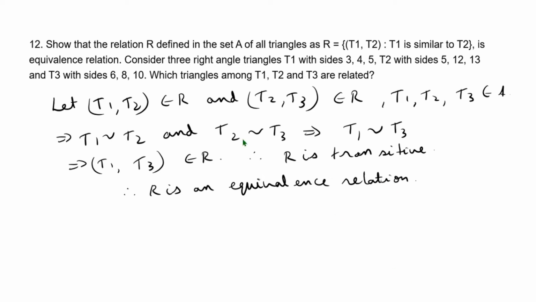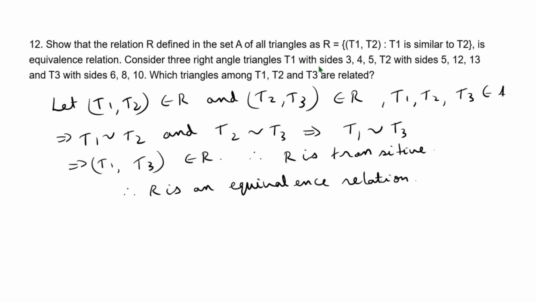Now the next part of the question. Consider three right angle triangles, T1 with sides 3, 4, 5, T2 with sides 5, 12, 13 and T3 with sides 6, 8, 10. Which triangles among T1, T2, T3 are related? So we have three triangles and their sides are given. If we see the triangles T1 and T2, the sides are not proportional, because 3 is not proportional to 4 or 4 is not, these sides are not proportional.